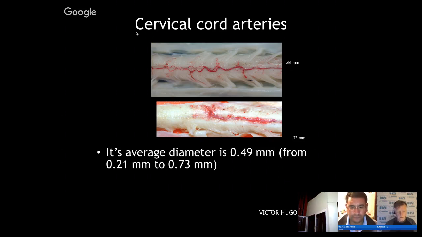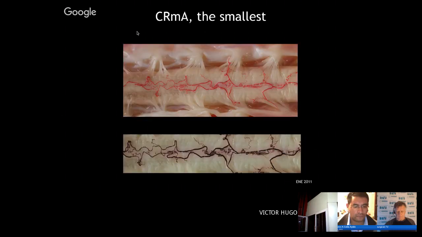These arteries are very important because in surgery for resection of a disc, we should know where this artery is more common. The average diameter is 0.49 millimeters, from 0.21 to 0.73 millimeters. Cervical artery. This is the smallest.